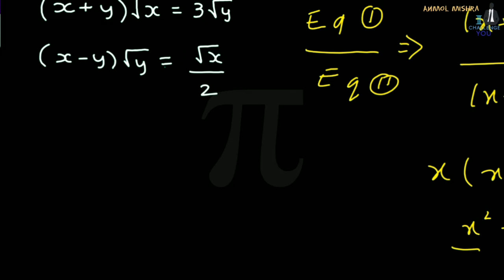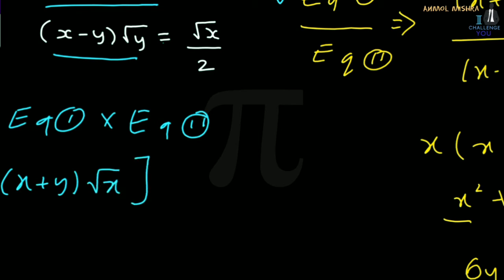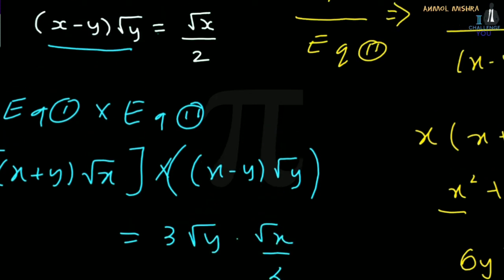So now as we first divided both equations, now we will multiply both equations. So let's see what happens if multiplied. So equation 1 multiplied by equation 2. If we multiply these equations, LHS into LHS, so x plus y into root x, multiplied by x minus y into root y, and that is equal to the RHS multiplied, that is 3 times root y into root x upon 2.